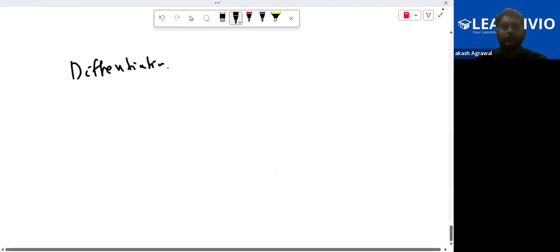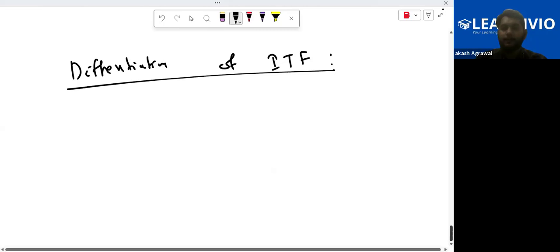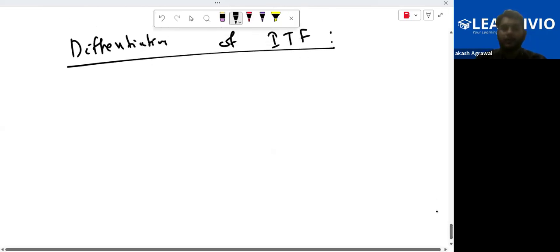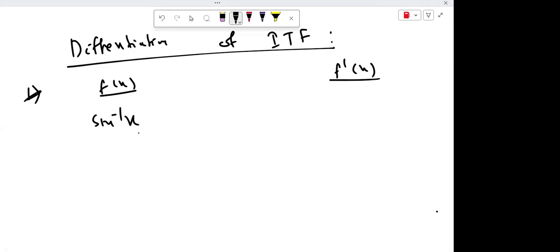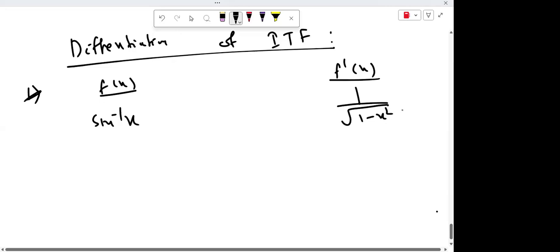Differentiation of ITF, inverse trigonometric functions. So if we have sin inverse x, does anyone know what the differentiation of sin inverse x is? 1 by root of 1 minus x², very good. Cos inverse x: minus 1 by root of 1 minus x², very good.